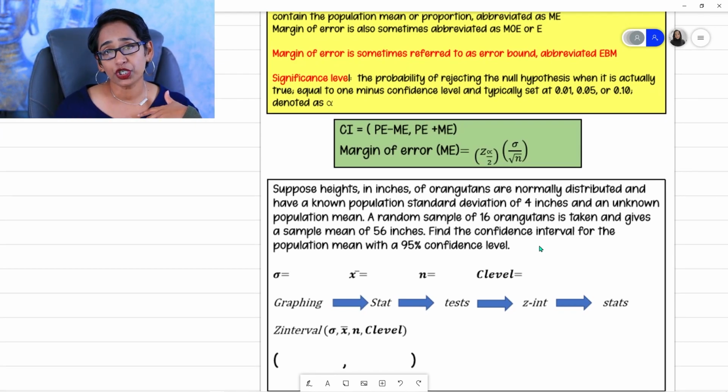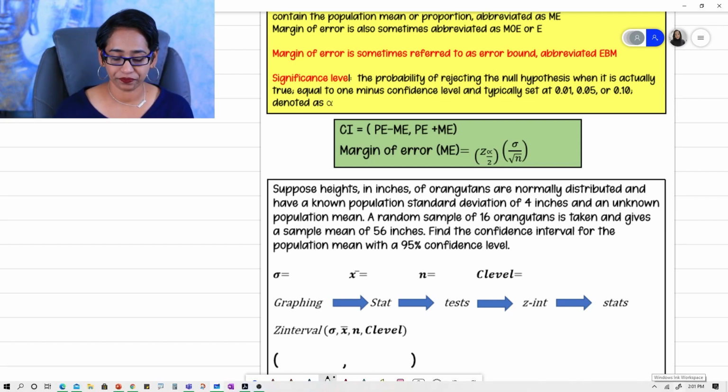What I'm going to show you is how to calculate your confidence interval using your ClassCalc. So let's open up ClassCalc. But before we do that, let's take a look at the first example. It's very important we understand what we are doing.